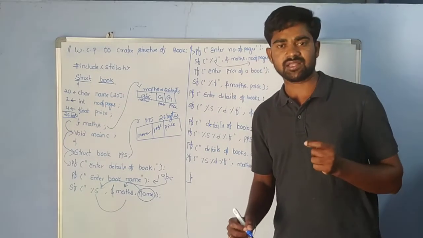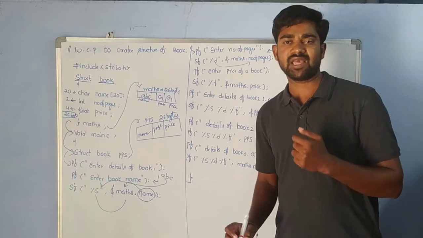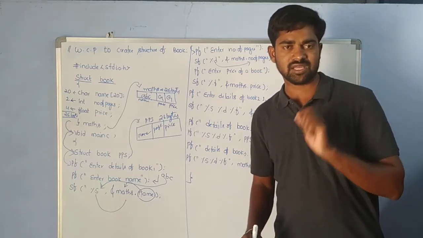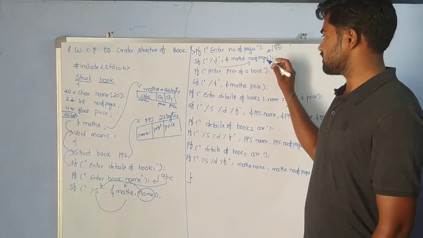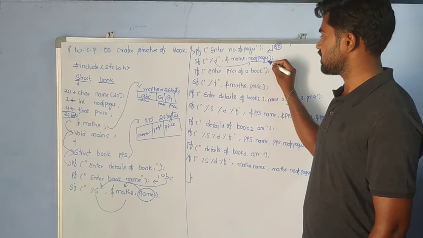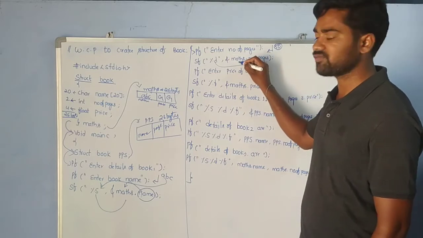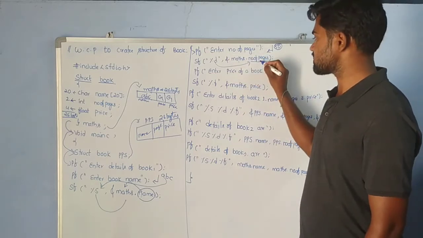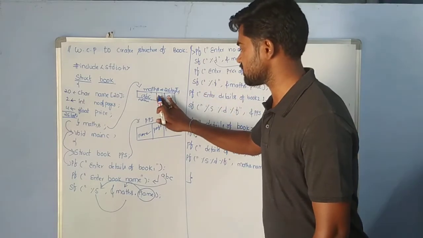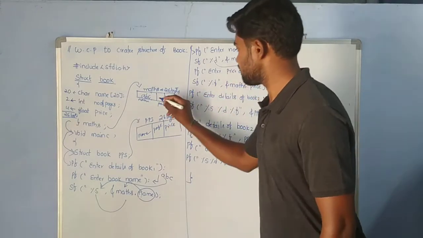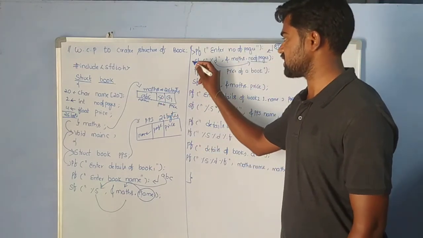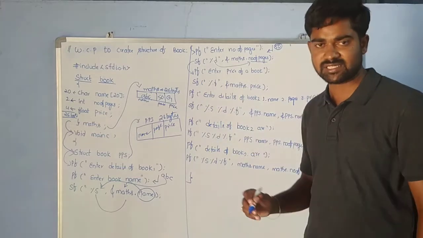Here the dot operator is going to play a key role to store the information and to access the data from the structure. Now 50 is going to be stored in the number of pages location of the maths variable. So number of pages of the maths variable is going to be stored with 50. After completion of this instruction, it's going to move to the next instruction.